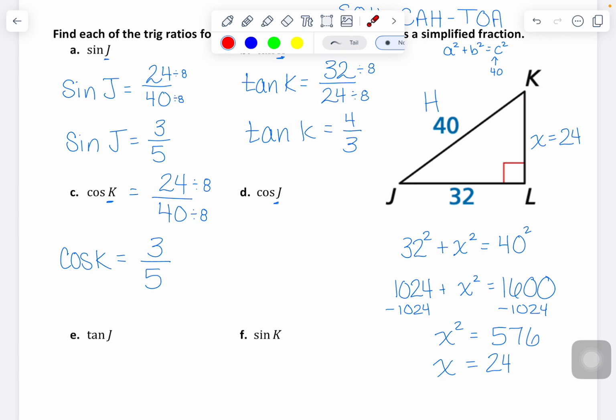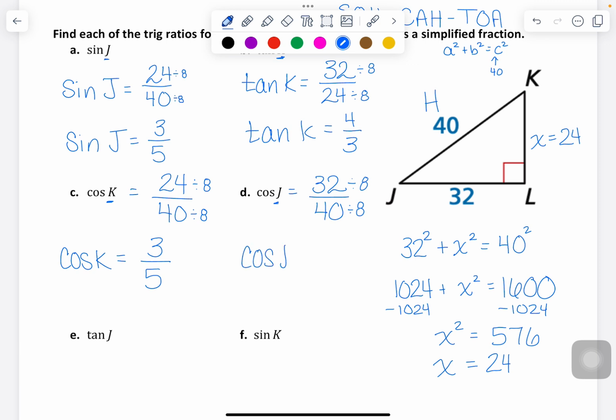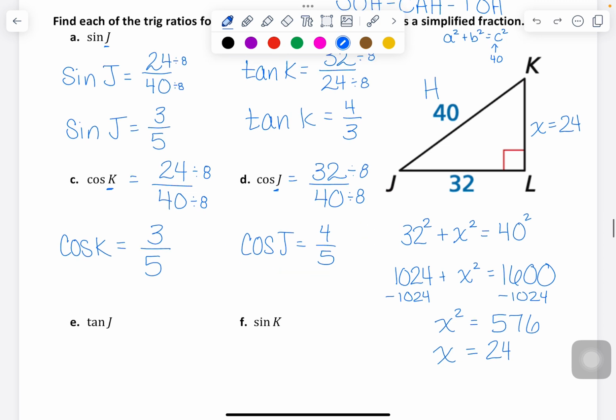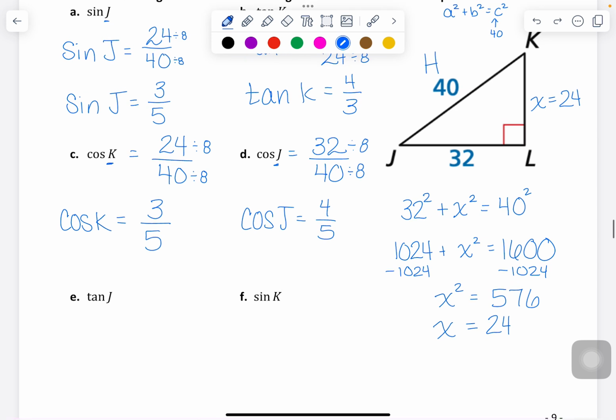Okay, next one, cosine J. Cosine, again, C-A-H, is adjacent divided by hypotenuse. Adjacent to angle J is the 32. 32 divided by hypotenuse is still 40. Simplify my fraction. And we get 4/5. I don't know why I boxed that one in. You could box all of them in. There's nothing wrong with boxing them in. I just haven't been. Okay, we got 2 more and then we're done.